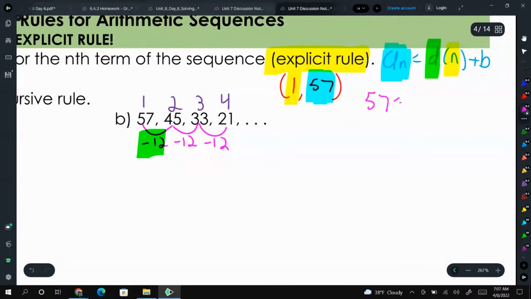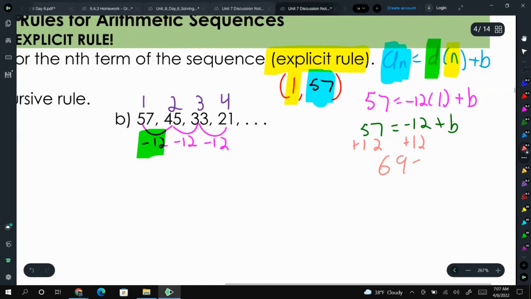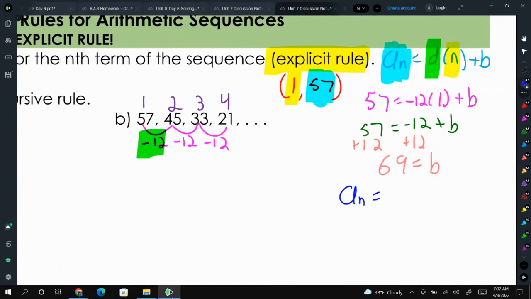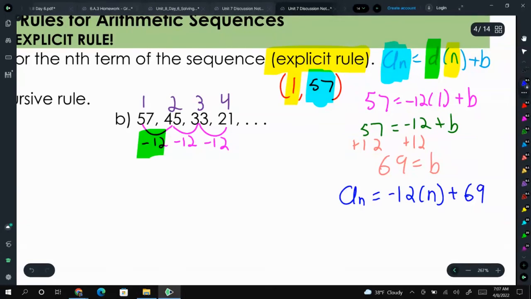So 57 equals negative 12 times 1 plus b. Right? 57 equals negative 12 plus b. Add 12 to both sides. You have 69 is equal to b. So now we can write our explicit formula. A sub n equals negative 12 times n plus 69.